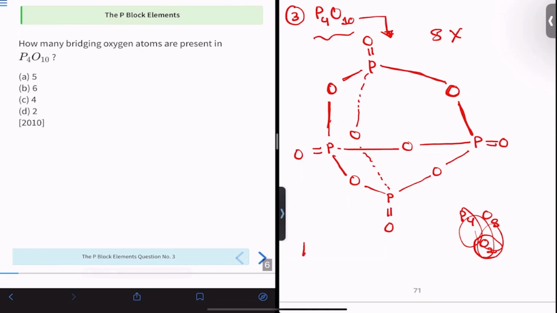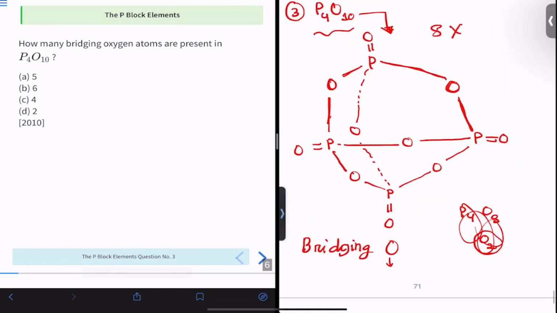So how many bridging oxygen? What do you mean by a bridging oxygen? Bridging oxygen means the oxygen which bridges between 2 phosphorus atoms. I'll write the definition. The oxygen atom which bridges between 2 phosphorus atoms.